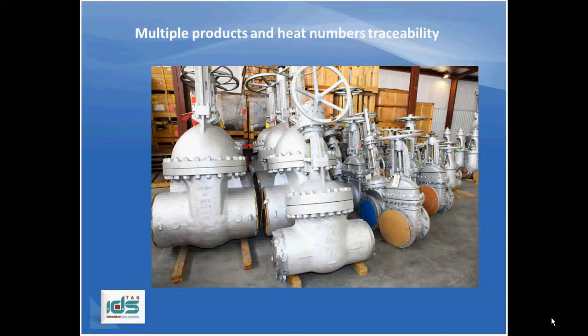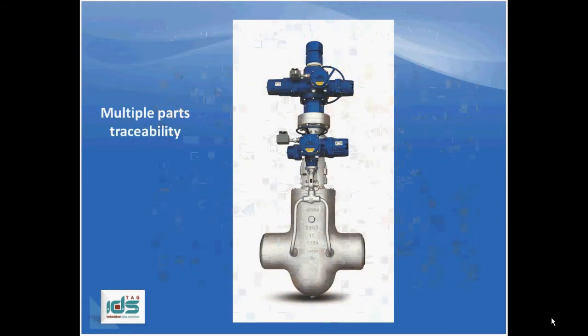Oftentimes it's necessary to integrate or assemble final products using more than one distinct heat number due to the complexity of the product or the pouring methodology. Your final product may have multiple heat numbers on the final assembly. You may have multiple foundry sources, or you may have a complex assembly like this one with multiple components, each component having multiple heat numbers.